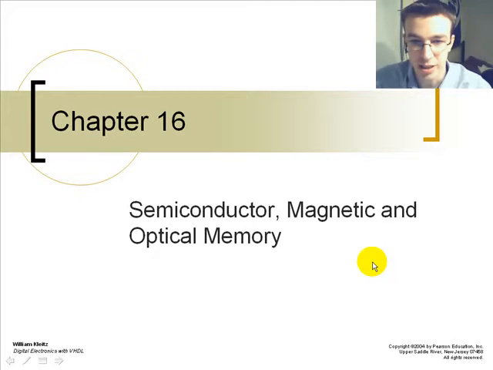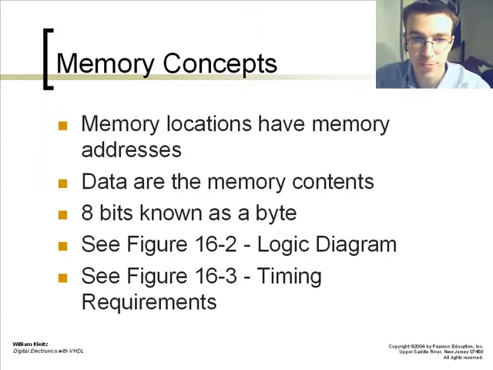Chapter 16, Semiconductor, Magnetic, and Optical Memory. This chapter will go over those three types of memory. To understand memory, we'll understand the memory concepts. Memory locations have memory addresses. Data are memory contents. 8 bits, known as a byte, is a data bit.